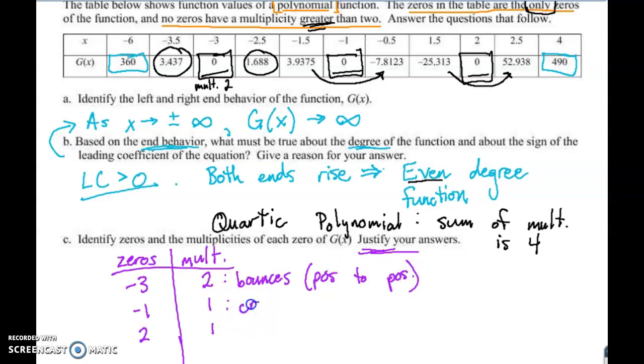This one crosses. And this crossing goes from a positive to a negative, whereas at x equals 2, the way it crosses is going from a negative to a positive.